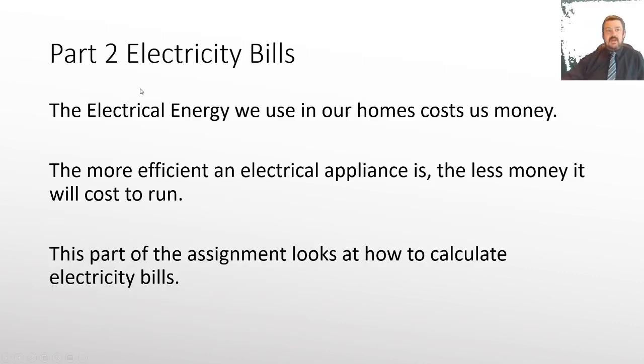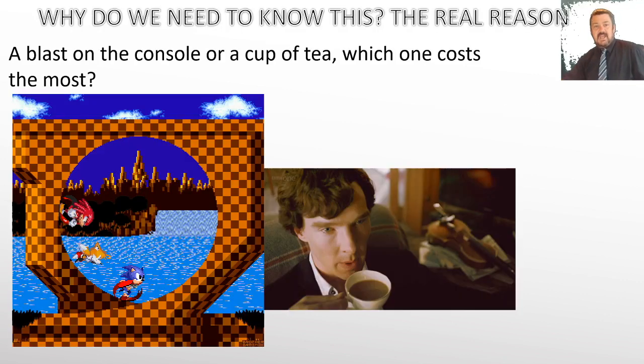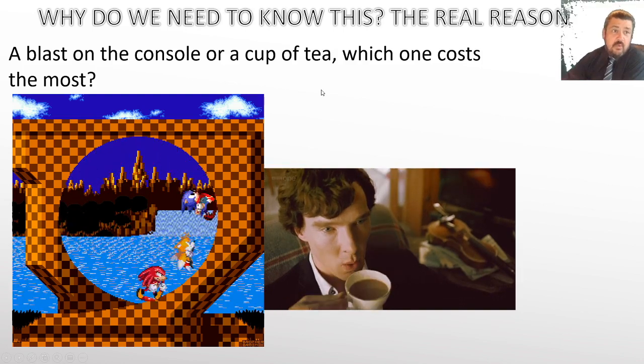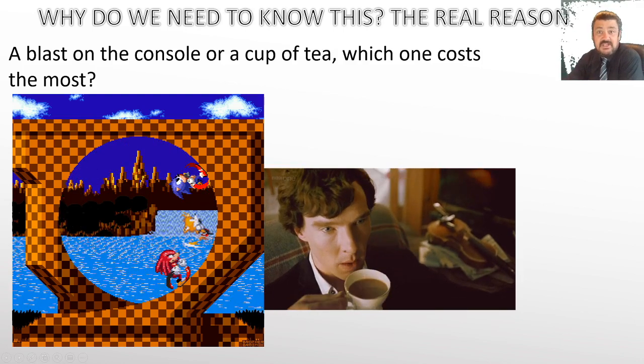What we're going to look at now is part 2, electricity bills. The electrical energy we use in our homes costs money; it costs mum and dad money. The more efficient an electrical appliance is, the less money it will cost to run. This part of the assignment will look at how to calculate electricity bills. We've broken it down into two separate parts. But in terms of reality, what we're really bothered about is why do we actually need to know this?